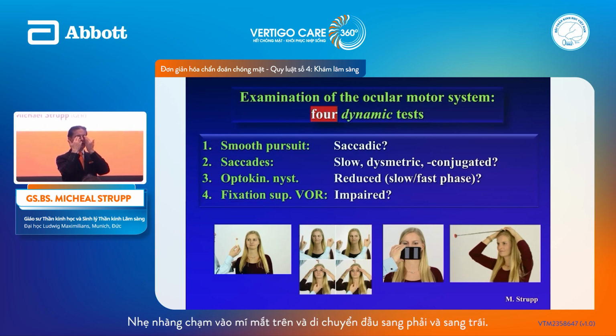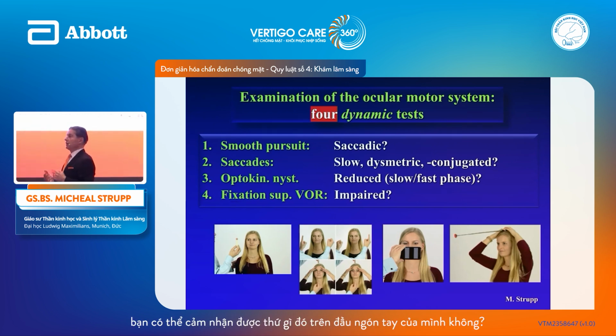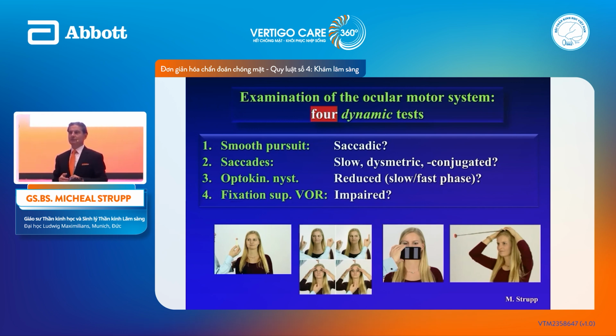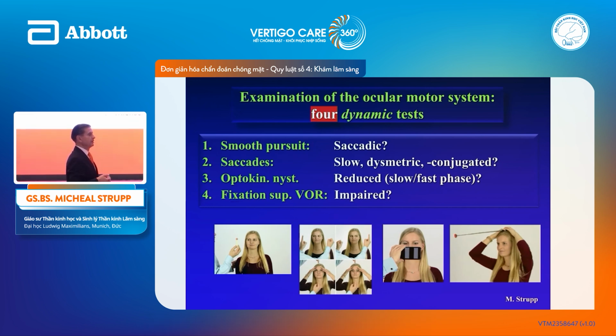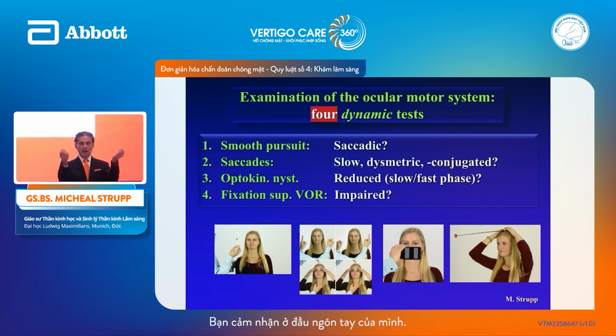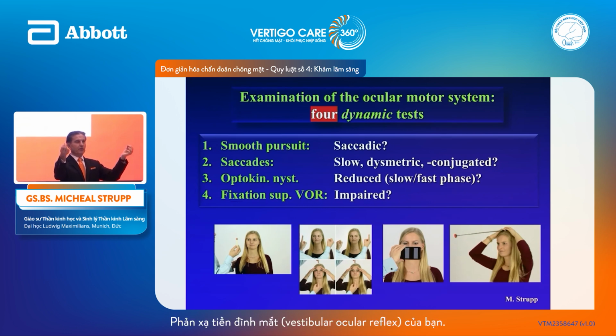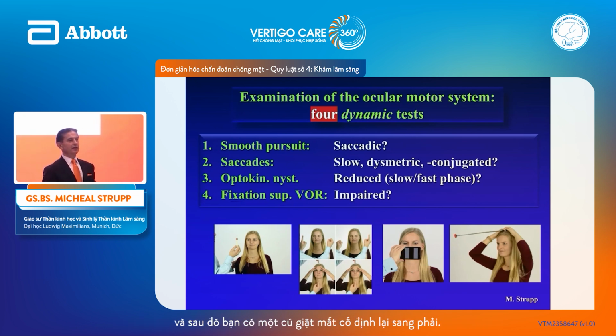So close your eyes, gently touch your upper eyelids, and move your head to the right and to the left. Very slowly. Okay. And now with increasing velocity, can you feel something on the tip of your fingers? What do you feel? Do you feel something? Tuck, tuck, tuck. Can you feel something? Yeah, you feel the eyes are moving. You feel in the tip of your fingers your vestibular-ocular reflex. Do you feel it? When I move my head to the right, the eyes move to the left, and then you have a refixation saccade to the right.